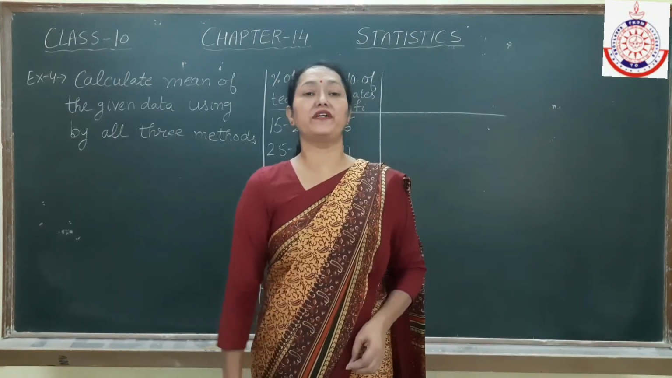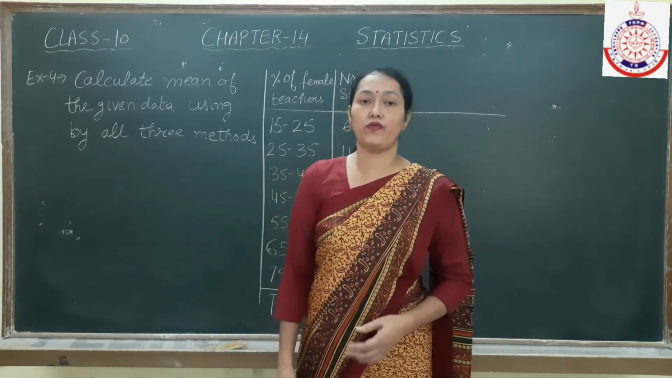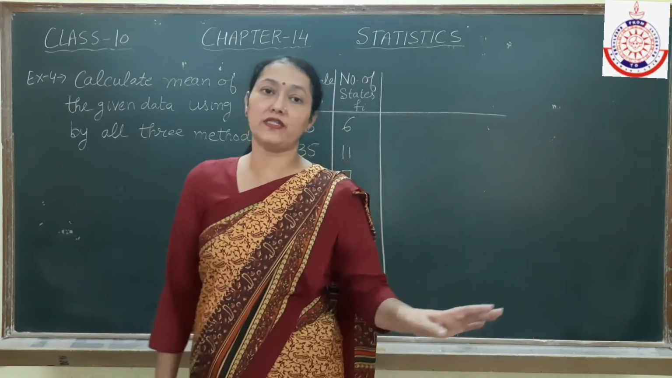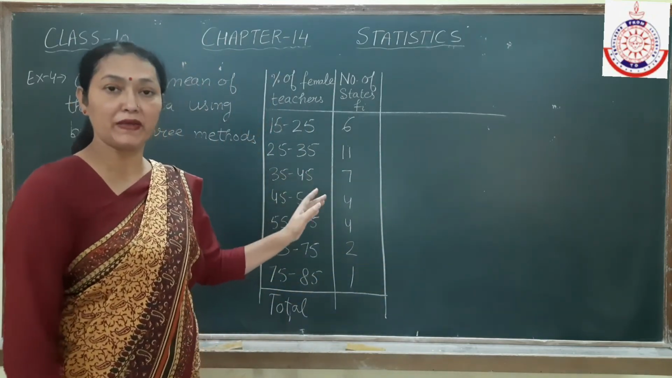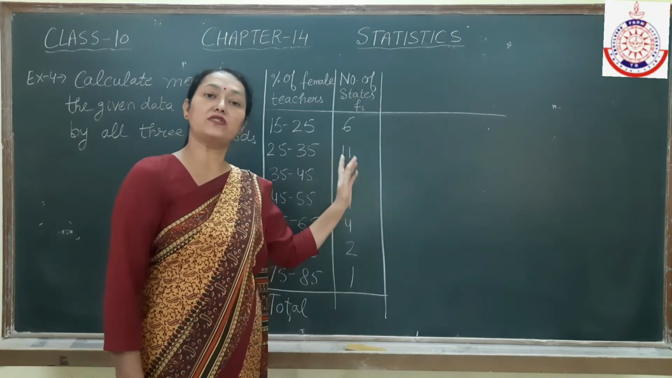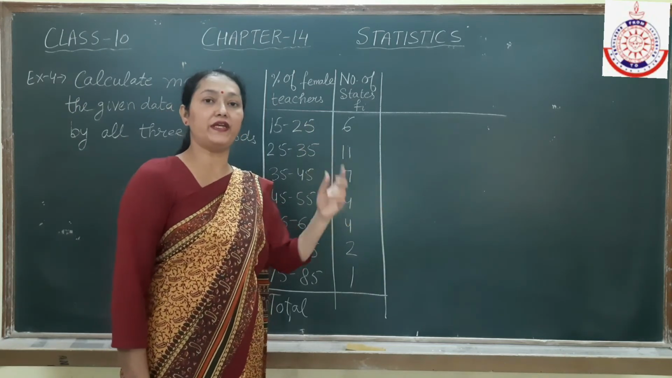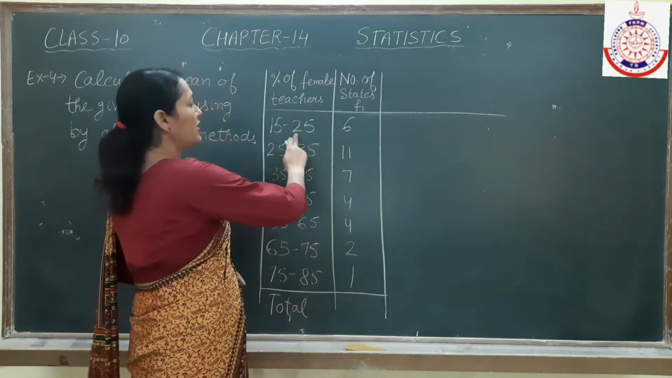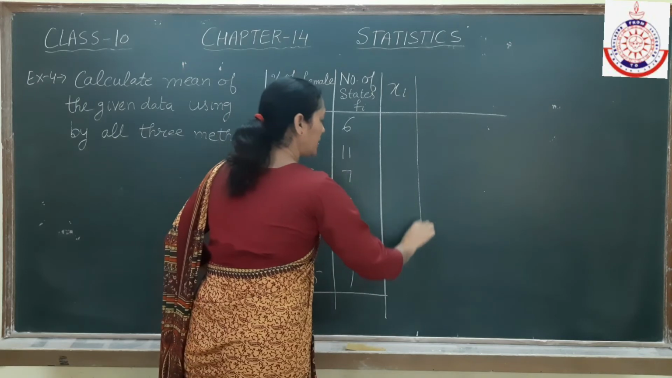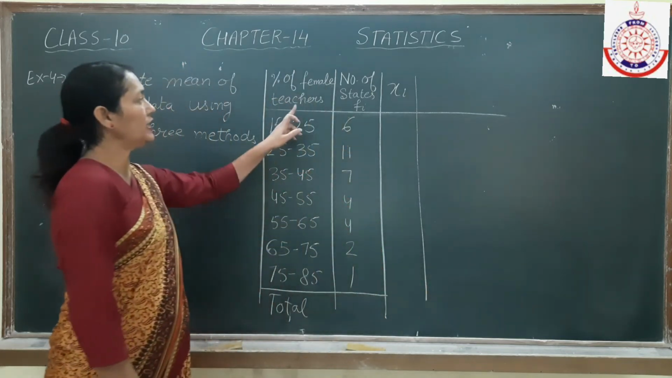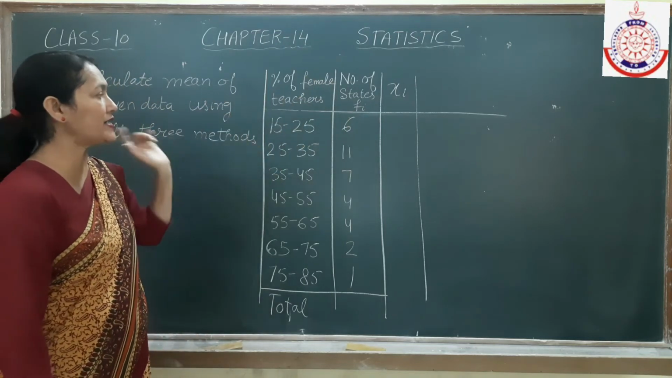This example I have taken where they are saying calculate the mean using all the three methods. So we will be finding the mean for this given data using the direct method as well as the assuming method and the step deviation method also. So first of all, the first step for every method is finding the class mark. Class mark means xi. What will be given to you will be class interval and frequency. So the first step is to find xi.